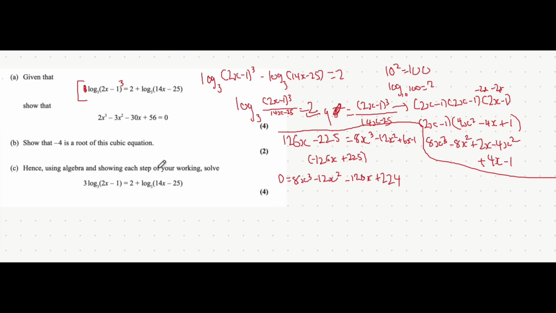And the reason I picked out 4 is because, well, to go from 2x cubed to 8x cubed, that's the difference of a multiple of 4. Let's divide each term by 4, and that should give you the final answer here.